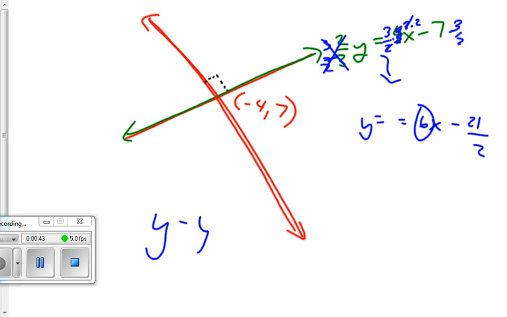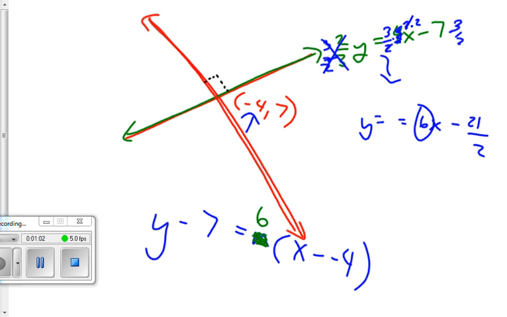Now here's a really good way to do it. y minus y sub 1 equals m times x minus x sub 1. And y sub 1 and x sub 1 are a point, which I know right there. There's x. x is -4, and y is 7. So there we go. Now how about the slope? The slope is 6. But if I put a 6 here, that'd be a big mistake.